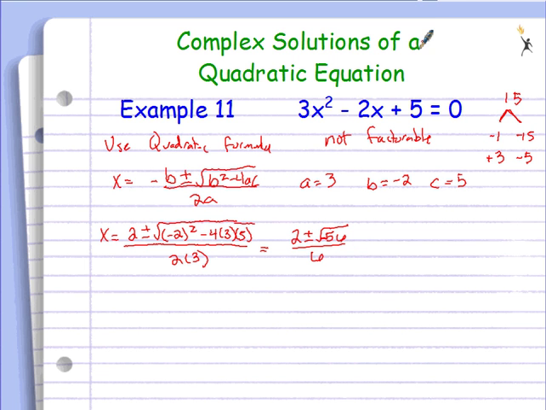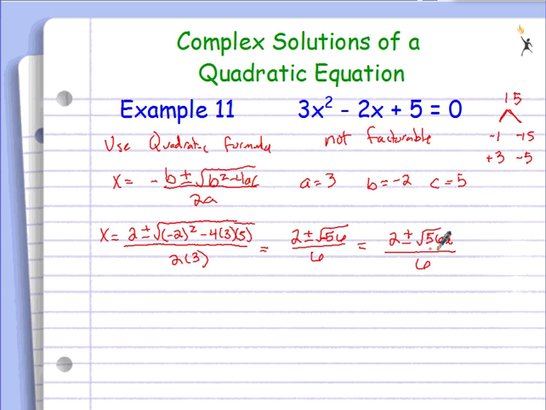The thing is, it's this negative. The negative gives me the issue. So how do I fix it? Well, same way we've been doing this whole lesson. I can change it to 2 plus or minus the square root of 56 i over 6. Okay, so this could be your answer.